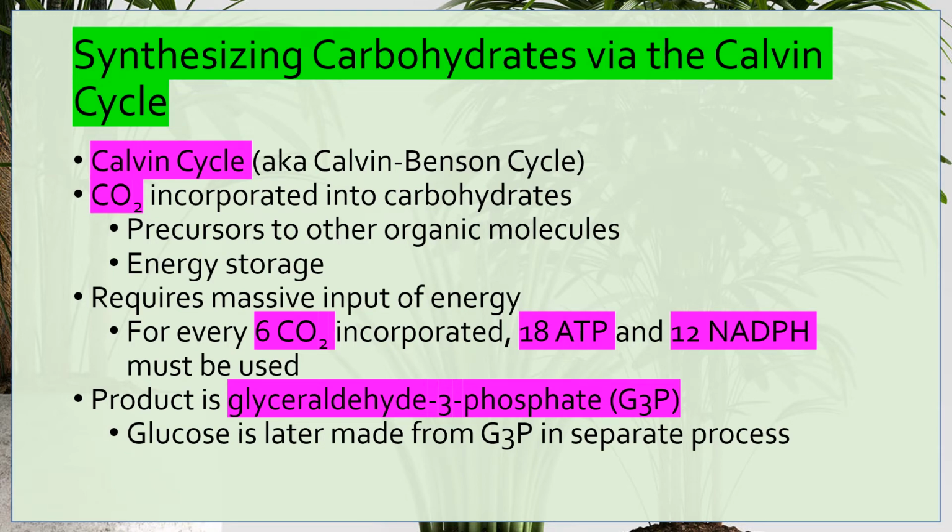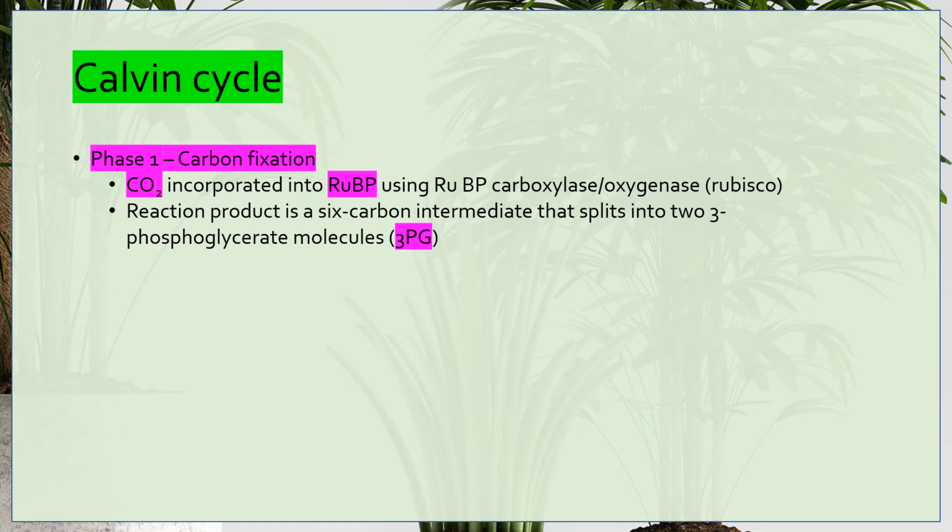The product is glyceraldehyde 3-phosphate, or G3P. Glucose is later made from this G3P in a separate process. Phase 1 of the Calvin cycle is called carbon fixation. Carbon dioxide is added to RuBP using RuBP carboxylase oxygenase, also called Rubisco. The reaction product is a 6-carbon intermediate that splits into 2 molecules of 3-phosphoglycerate, or 3PG, very similar to glycolysis, if we remember.